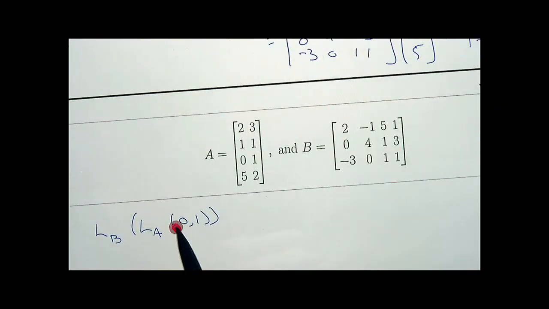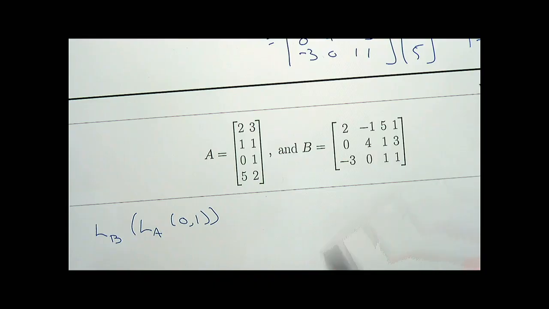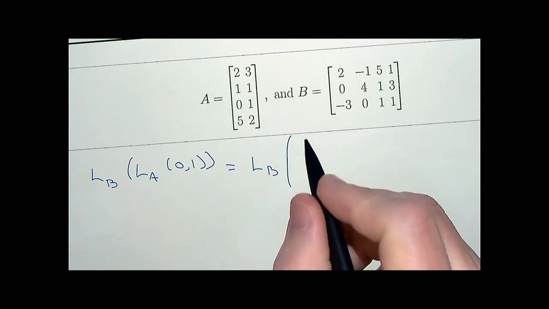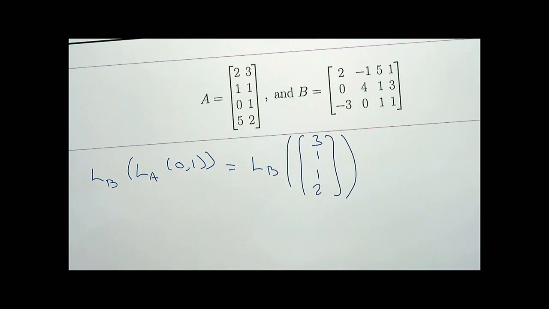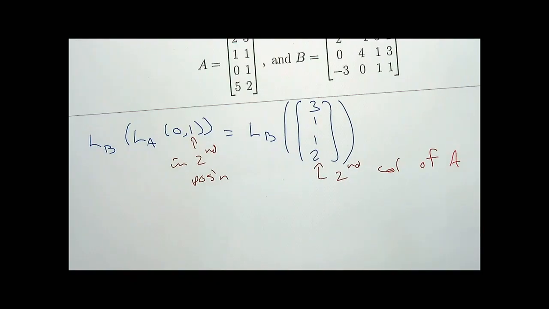When we do 0, 1, guess what's going to happen? We're going to get the second column instead. So this is the same, we can do a shortcut, as the transform of the second column of A. I can jump straight to that: 3, 1, 1, 2. Because we have this 1 in the second position, we're going to have this from the second column of A. That's a bit faster. And then we can put in our actual matrix and see what we get.